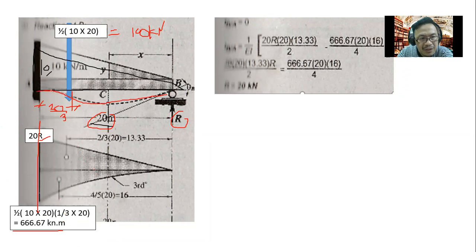Pagka nasa fixed, zero ang slope nito. Ibig sabihin, pag mag-draw ka ng line dito sa fixed support, yung line mo is just horizontal. Okay? So, this part, there is the deviation at B from A, meaning when you draw a line at this point by which the support is fixed, the line is horizontal.